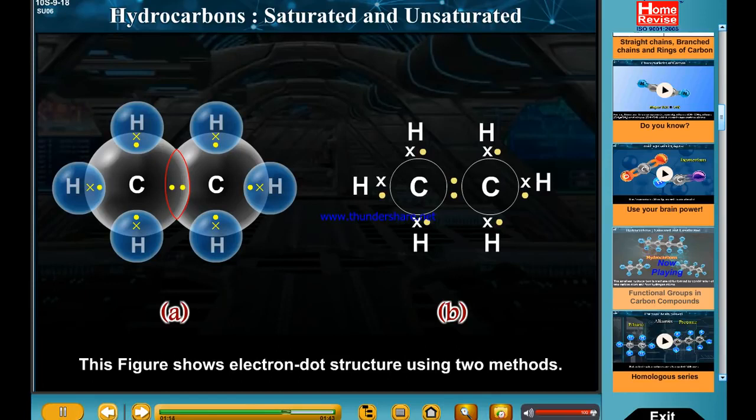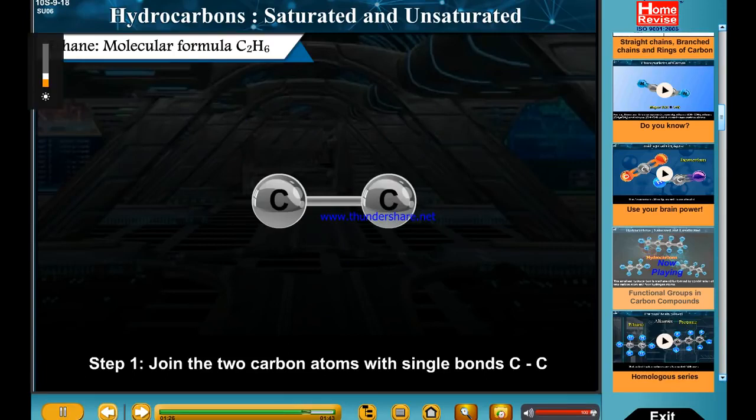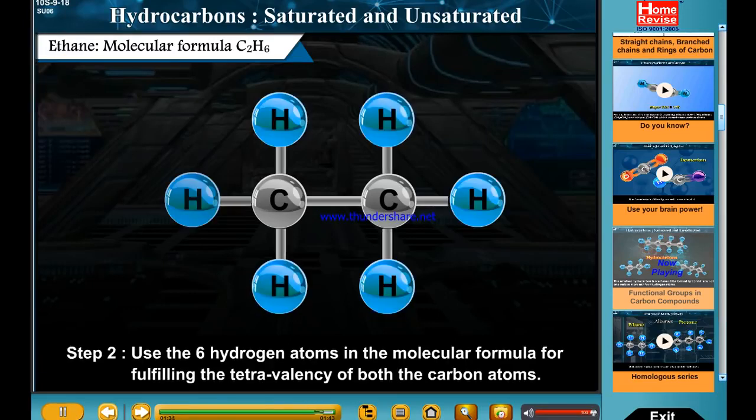This figure shows electron dot structure using two methods. Ethane, molecular formula C2H6. Step 1. Join the two carbon atoms with single bonds, C single bond C. Step 2. Use the 6 hydrogen atoms in the molecular formula for fulfilling the tetravalency of both the carbon atoms.